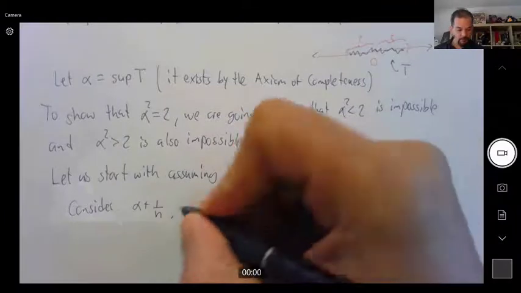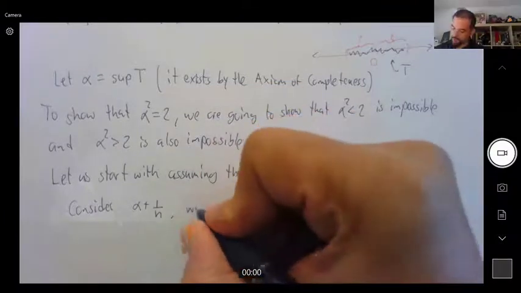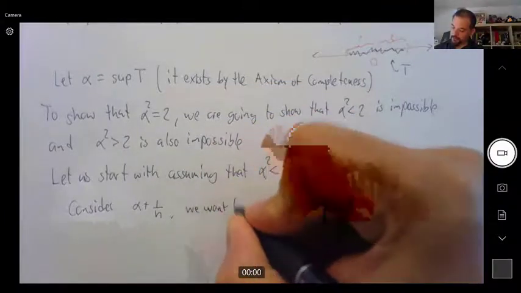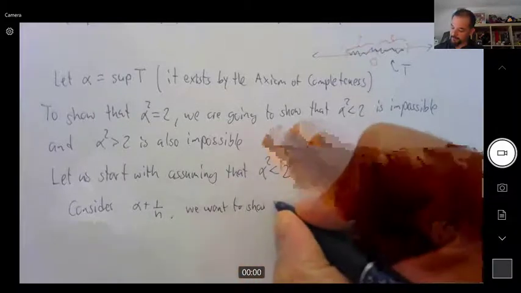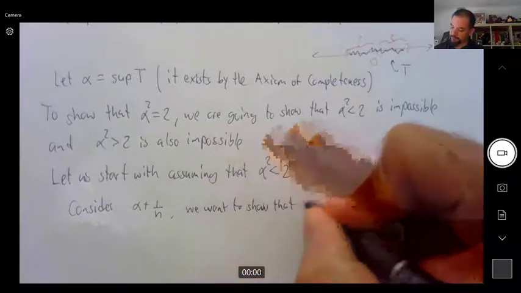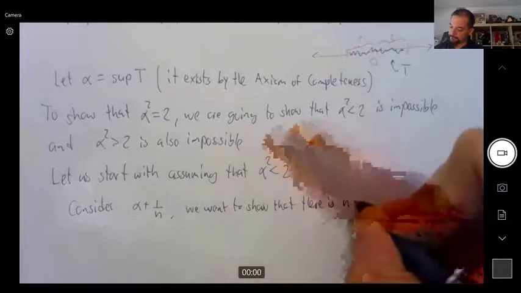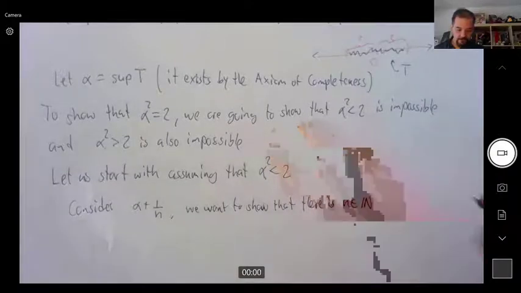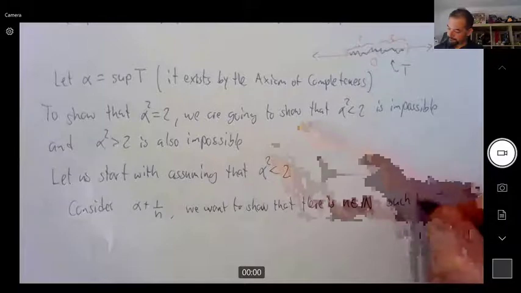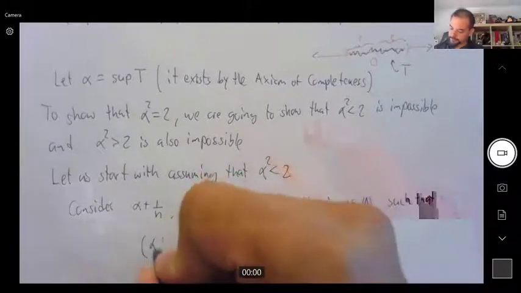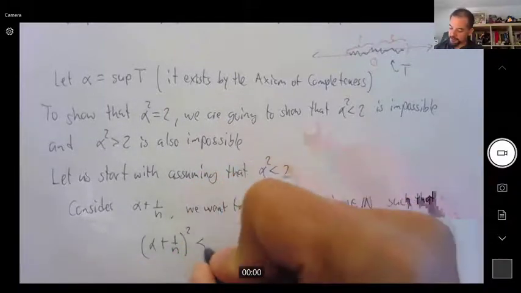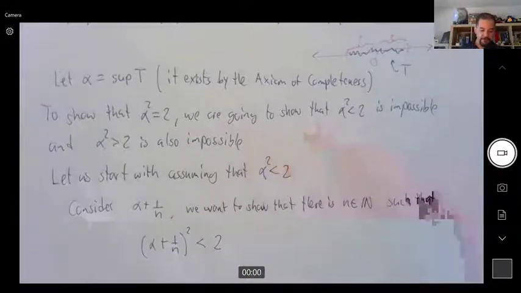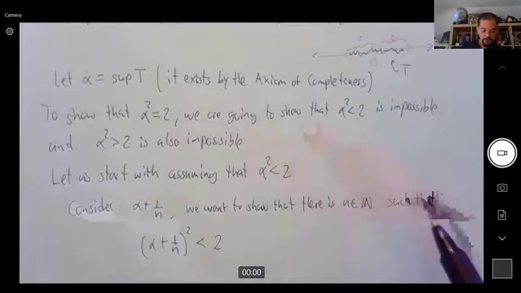And so here's what we want to do. We want to show that there is some n such that alpha plus 1 over n, when I square it, this number is still less than 2. And that would be a problem. I'll tell you why this would be a problem. If we do this, we're done, and I'm going to tell you why.